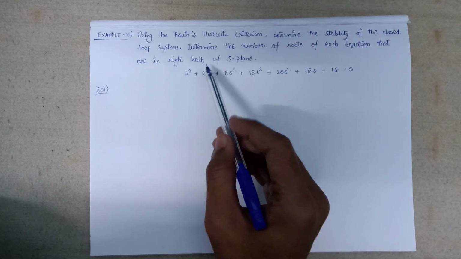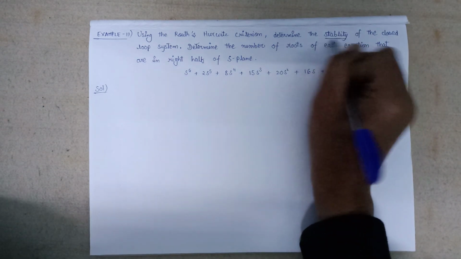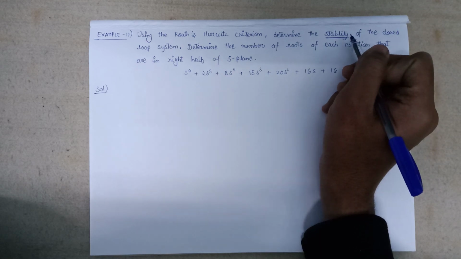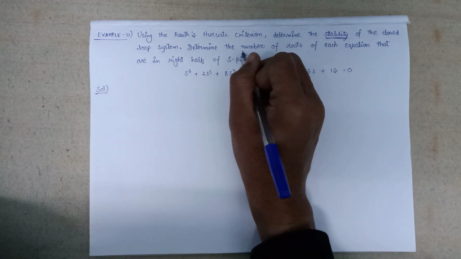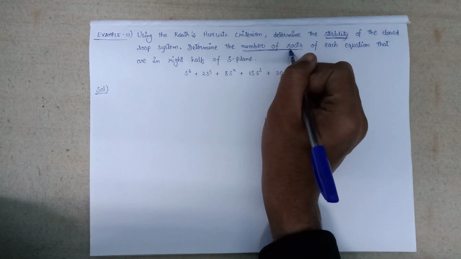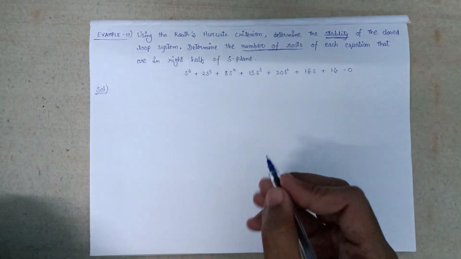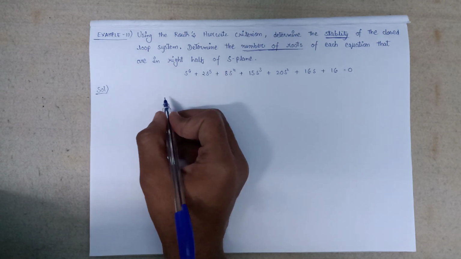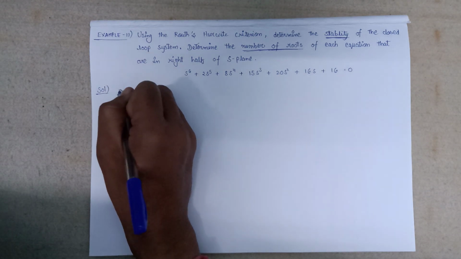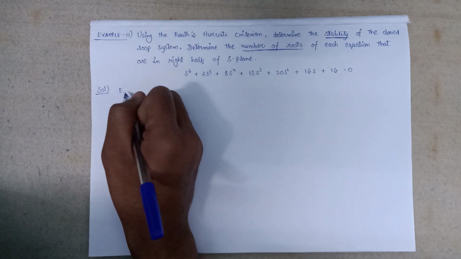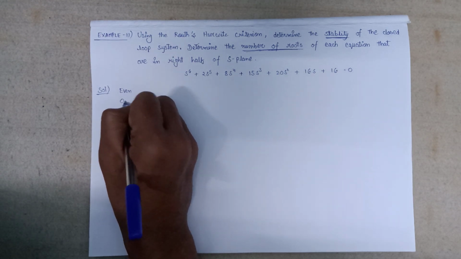So in this question, we need to perform two tasks. First of all, we need to check the stability of the system. The second task is to determine the number of roots that lie in the right half of the S-plane. So first of all, we will check the stability. For checking the stability, we have to form a Routh array, and first of all, for making the Routh array, we will find the coefficients of the even powers of S and odd powers of S.